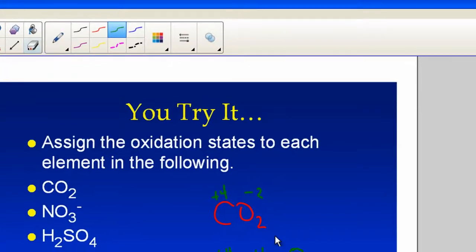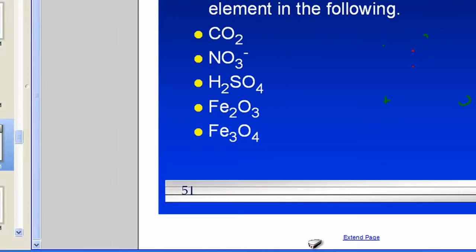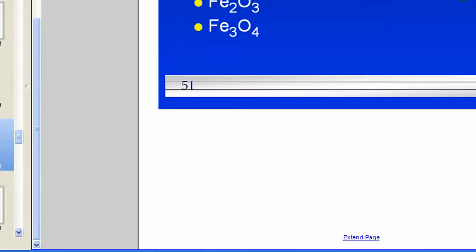Let's try another. Here we have nitrate. Oh, maybe I'll just extend the page. It's probably easier. Nitrate. NO3, -1.